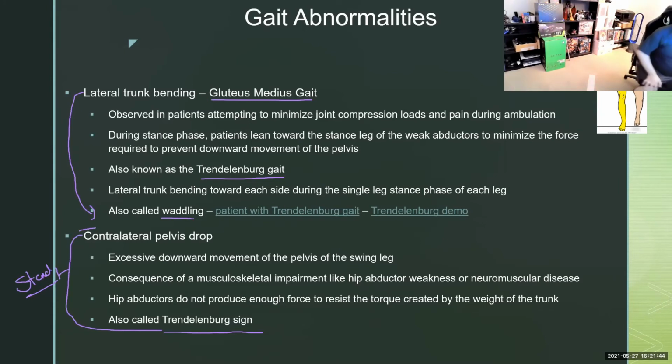So Trendelenburg, good. So left Trendelenburg gait is a problem with the left glute med. The right side is dropping. So if you get a question that asks you, your patient has left Trendelenburg sign, that means the right side is dropping. Does that make sense?